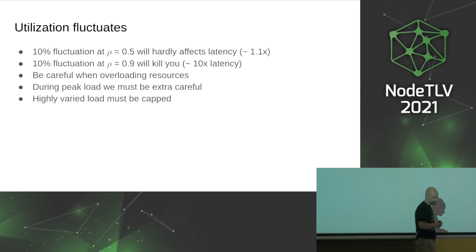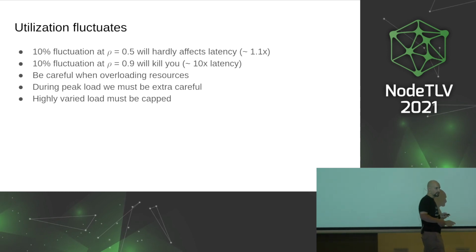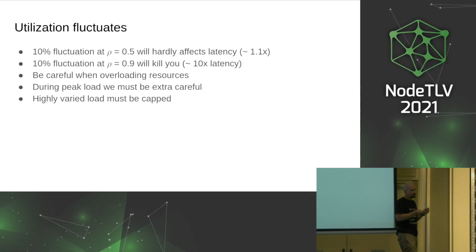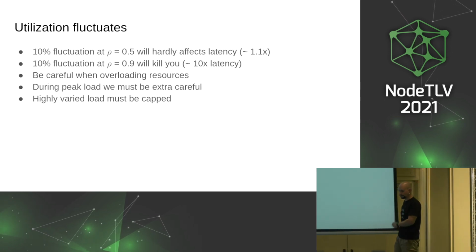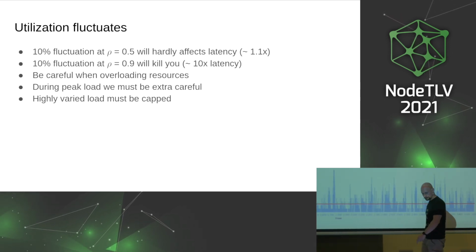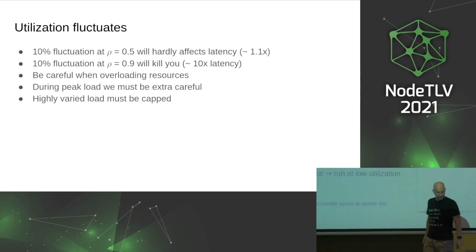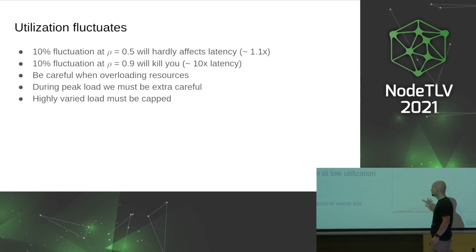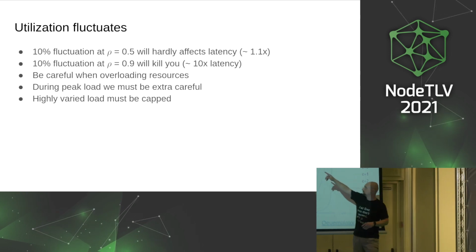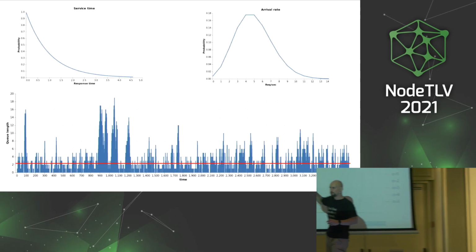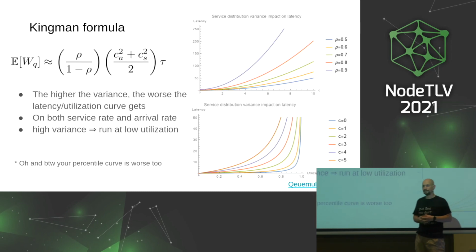Okay? So you cannot run systems close to their capacity edge. And if you do, you have to make sure to keep the variation in utilization very much under control. We're going to talk about that in a minute. But this means we have to cap high load somehow, using load shedding or backpressure, which we'll talk about in a bit. So I'm going to go back to this slide here.